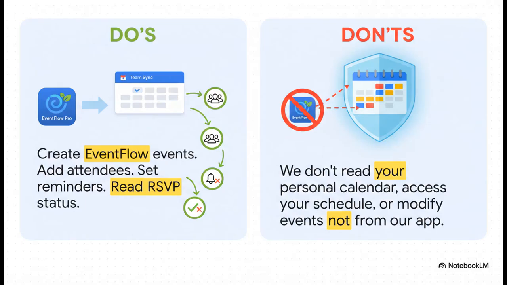So let's get really specific about this limited use. On the left, you see what we do. We use this permission for 4 things and 4 things only. First, we create brand new calendar events, but only for the events you made inside EventFlow Pro. Second, we add the attendees that you've listed in our app to that specific Google Calendar event. Third, to help make sure people show up, we automatically set handy 24-hour and 1-hour reminders for your guests. And fourth, we read the RSVP status, when a guest clicks yes or no in that calendar invite, so we can update your dashboard inside EventFlow.